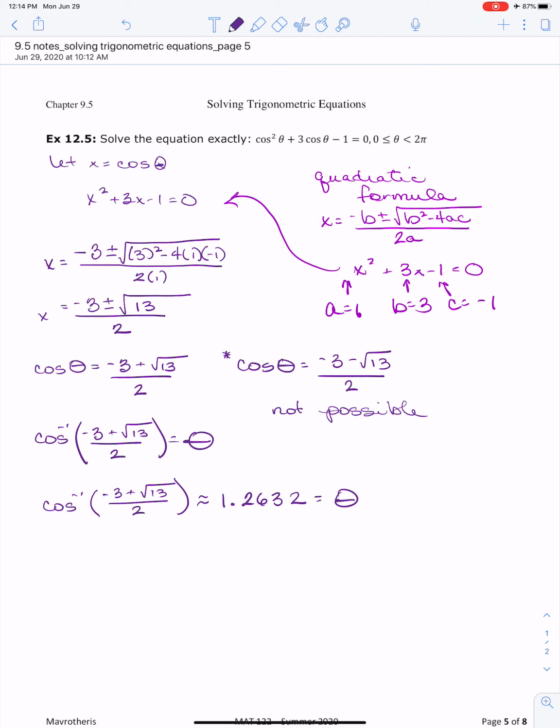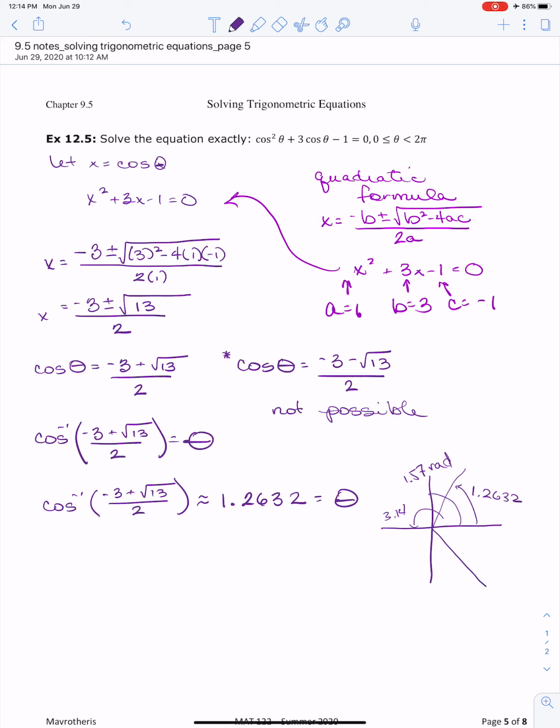Now, here's the thing. If we take a look at the unit circle, this 1.2632 is somewhere up here in the first quadrant, right? Because pi is 3.14 radians. That means halfway is 1.57-ish radians. 1.26 is going to be somewhere in here because it's less than 1.57. So my cosine is positive there.